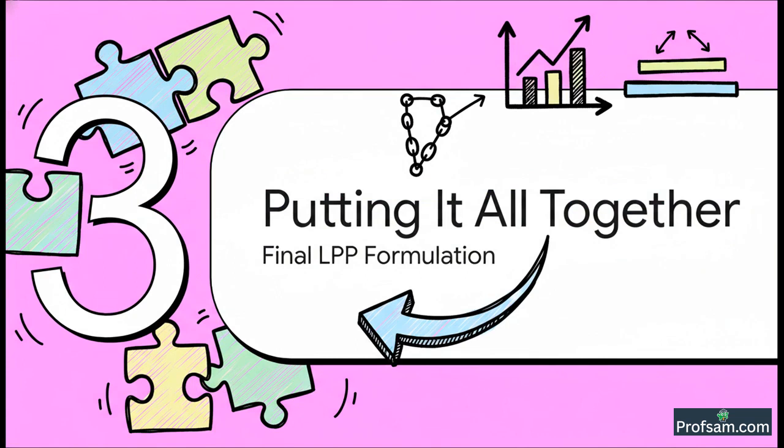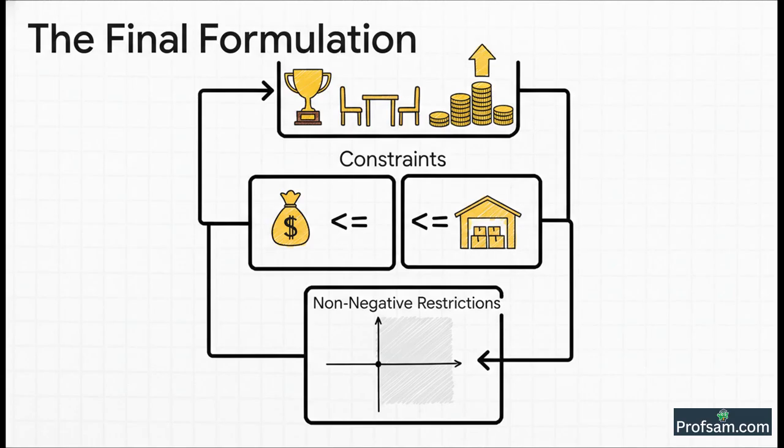We have our main goal, the objective function, and we have all the rules, the constraints. So let's put it all together and see what the final mathematical formulation of this linear programming problem looks like. And here it is. This is the complete answer. Our goal is to maximize z equals 250x plus 75y. And we have to do this subject to the constraints.